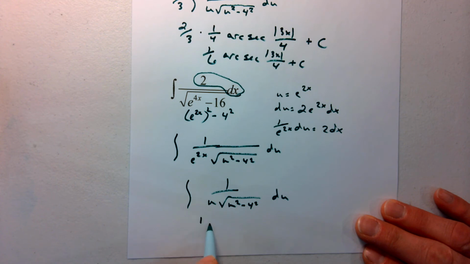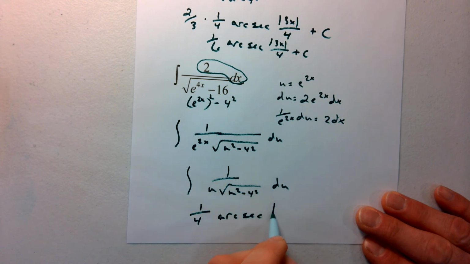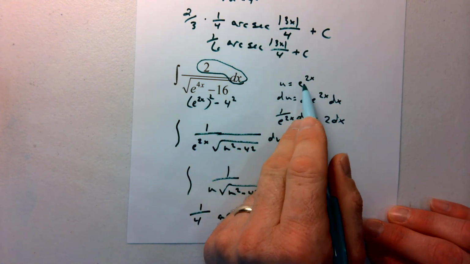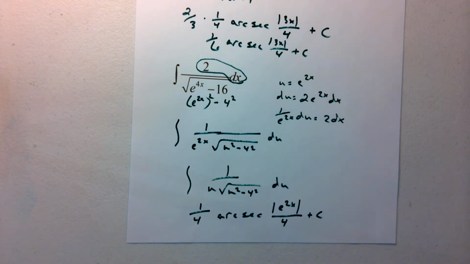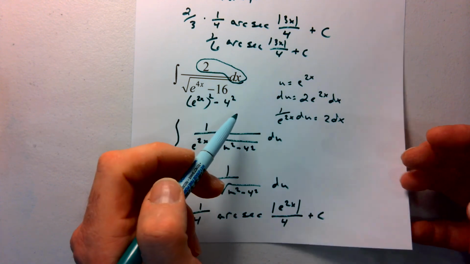So we have 1 over our a value, which is 4, and then the arcsecant of the absolute value of what? Well, our u is e to the 2x. So we have the arcsecant of the absolute value of e to the 2x divided by that a value of 4, plus c. Now, I know we've done several problems with all of them having our a value as 4. That's not always going to be the case. This could be a 9, it could be 25, it could be anything. Just be careful, it's not always 4.